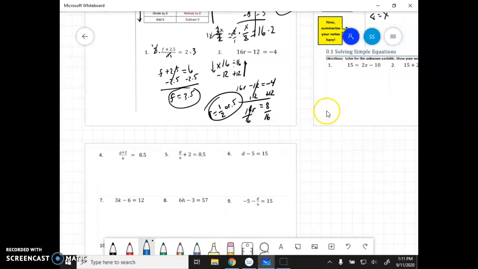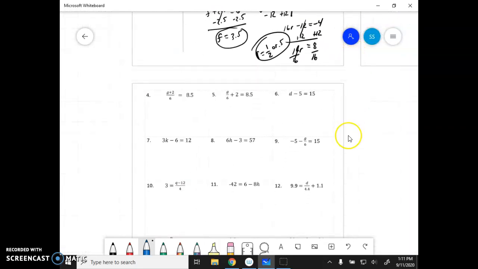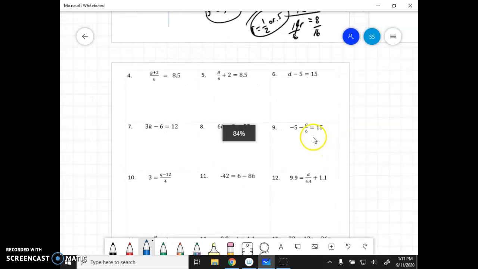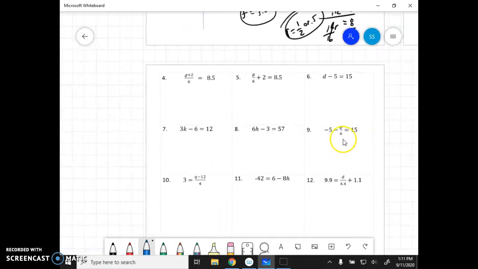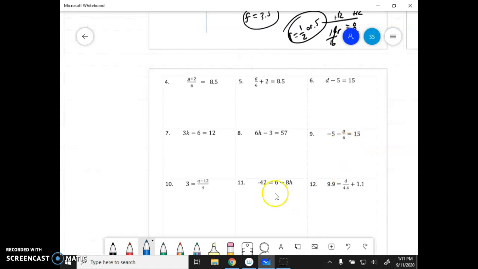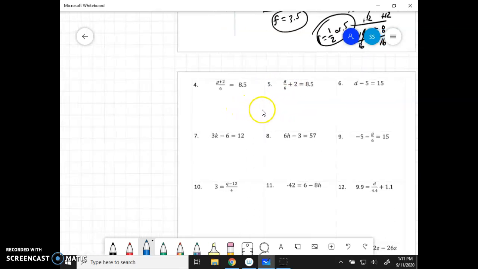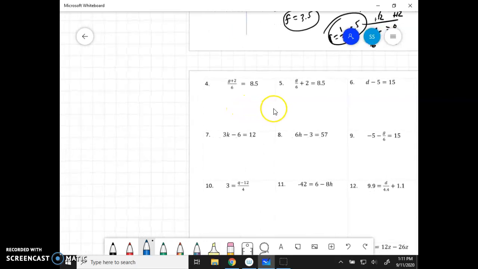Okay, so just taking a look at these practice problems. The first three don't look too bad. You guys can probably handle those. I want to start looking at number 4 and 5, because they look very similar, but they need to be solved quite differently. So we have g plus 2 divided by 6 equals 8.5, and then we have g divided by 6 plus 2. The way we solve these are drastically different, and here's why.